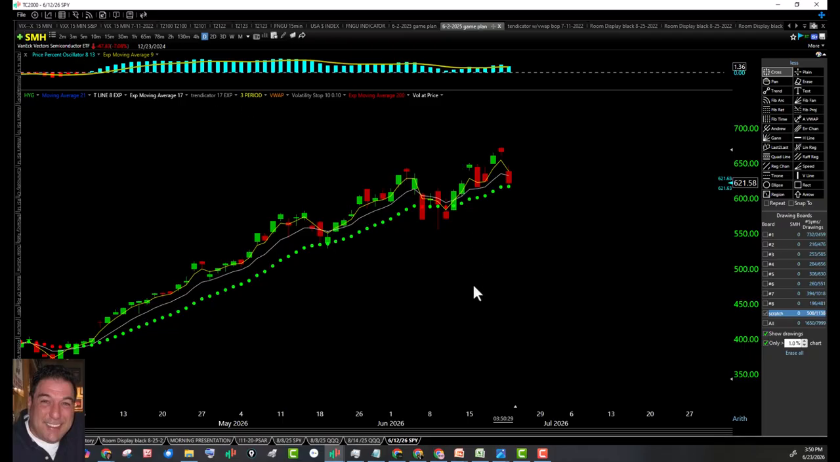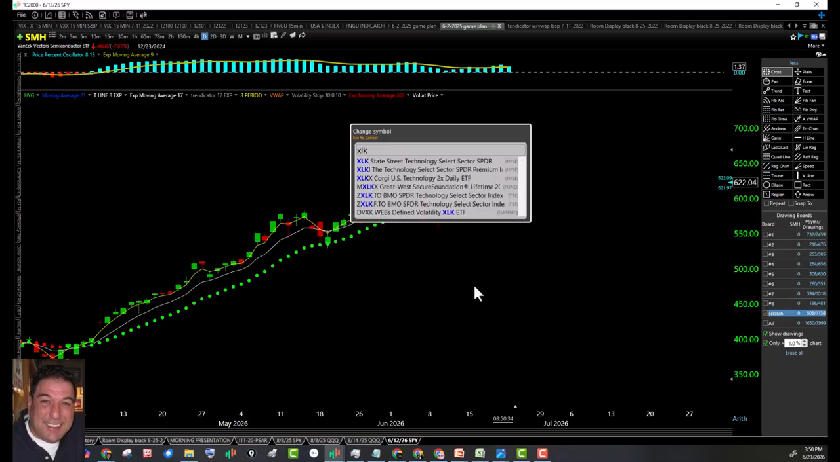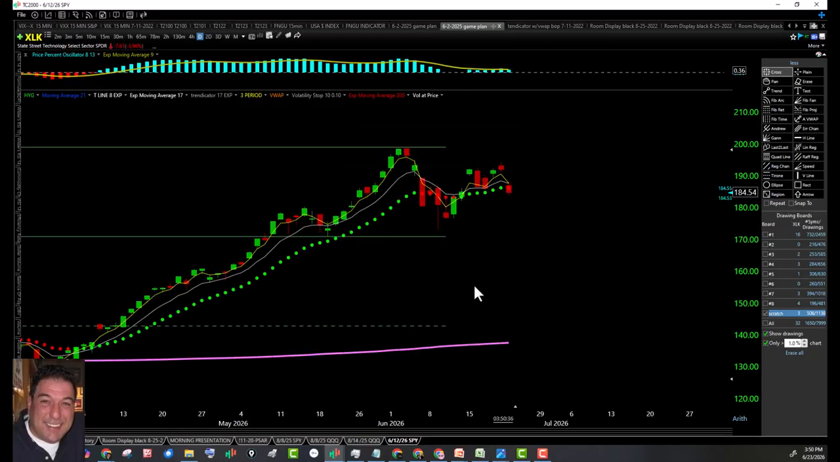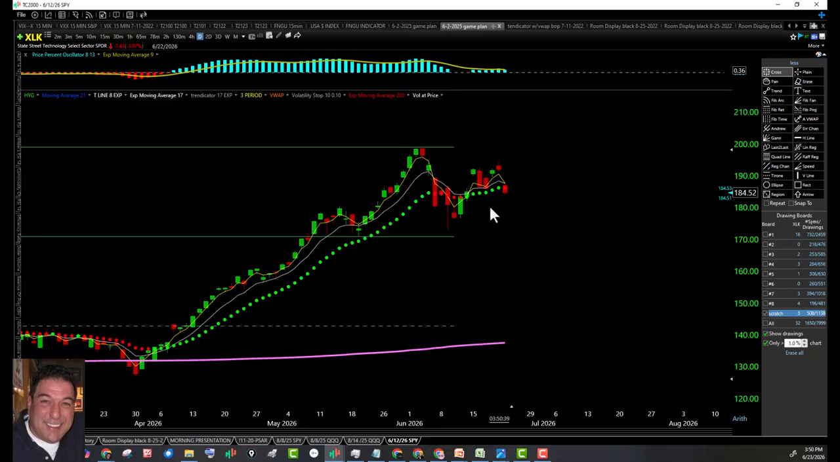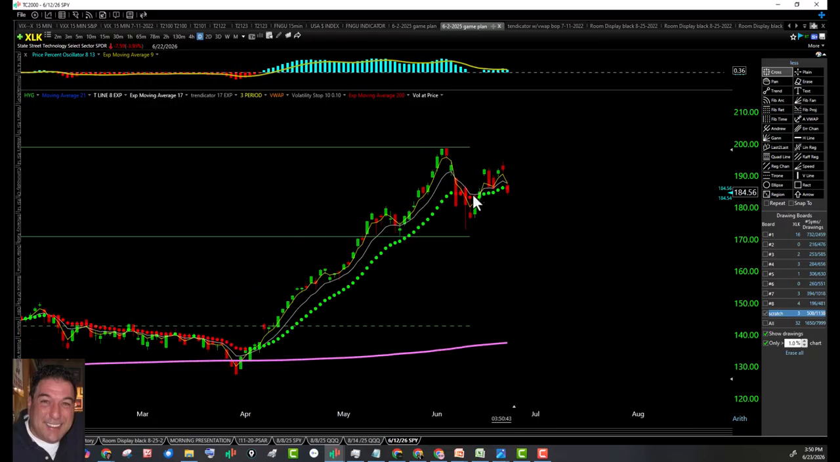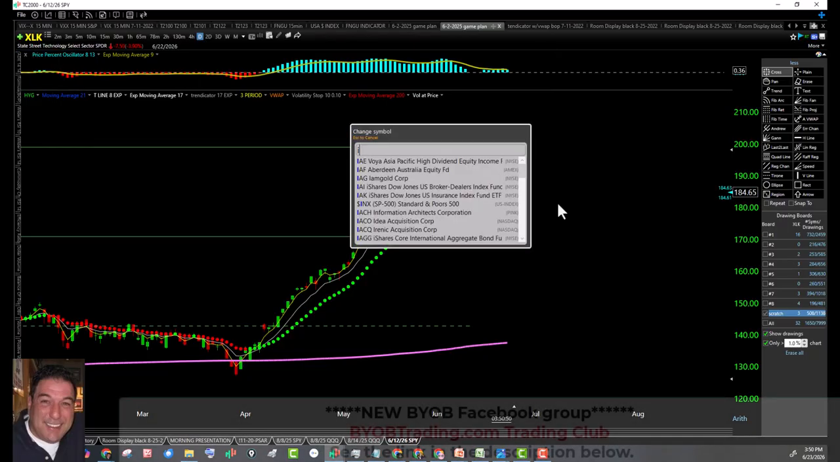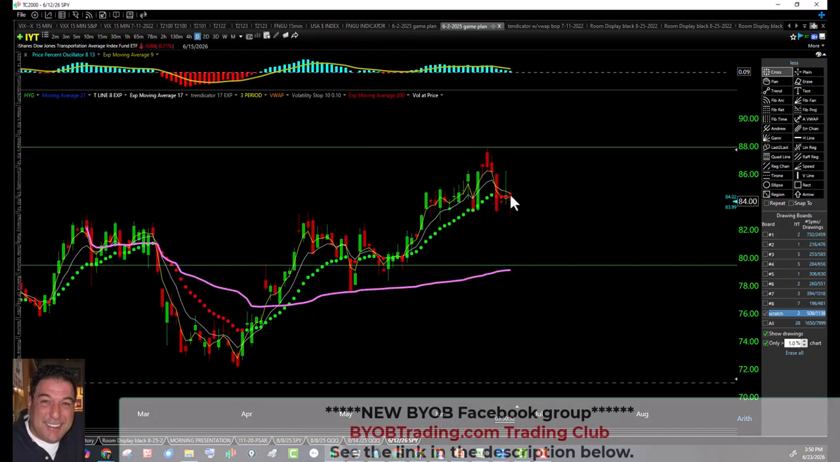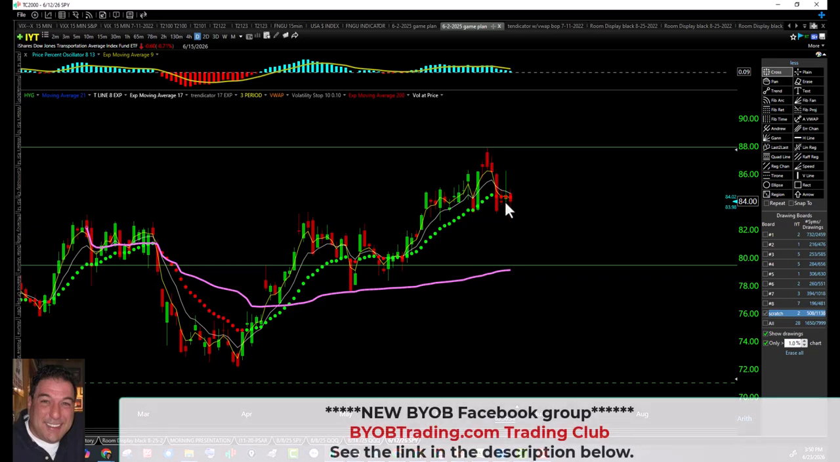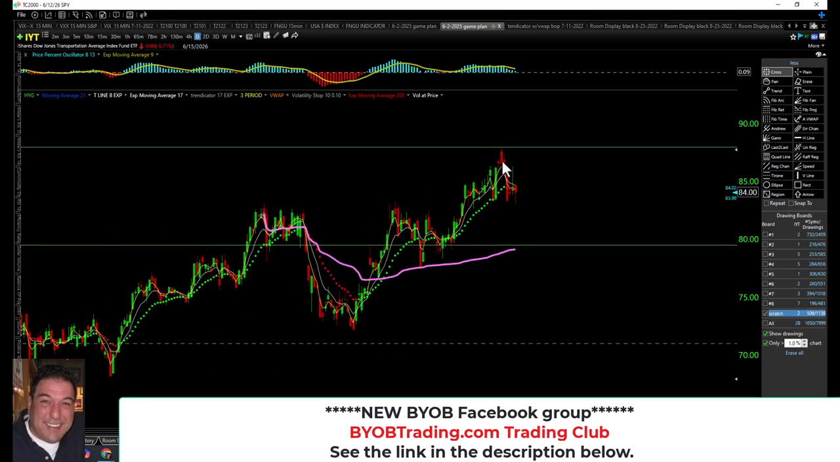So there's SMH. We could look at, what's XLK? What is that? That's the technology sector. So here's XLK. It's been a while since we made a new all-time high in that. So semiconductors good, technology not quite as good as semiconductors. IYT, here's transports. Now look at transports making a new all-time high about 7 days ago, so sometime last week. All right, so that's pretty interesting.